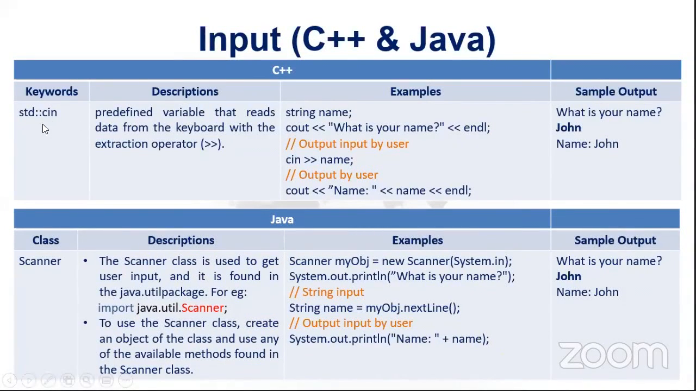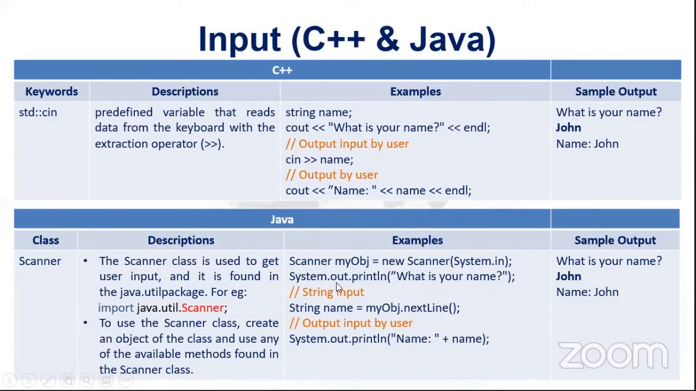Input in C++ and also Java. In C++ input, we use cin. For Java, we make use of the Scanner class. You have to instantiate a Scanner object and assign it to a variable. So the variable myObj is now a Scanner object, and you can then make use of the Scanner object to receive input from the user.